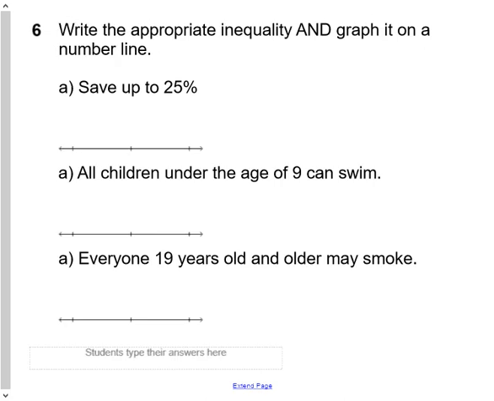Question 6 has 3 parts. It says write the appropriate inequality and graph it on a number line. So it says save up to 25%. Now, I said before, this is kind of subjective because up to 25%, are we saying that 25% is included or isn't included? And I guess when you read that, it does seem like it is included. So when you put 25% here, you could also put it as a decimal, 0.25. You can do either one of them. You would probably have 26% here, or 0.26, and 24% here, or you might have 0.24. Either one's fine. And save up to 25%.